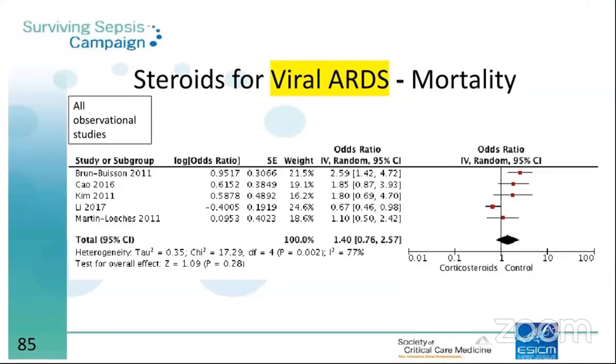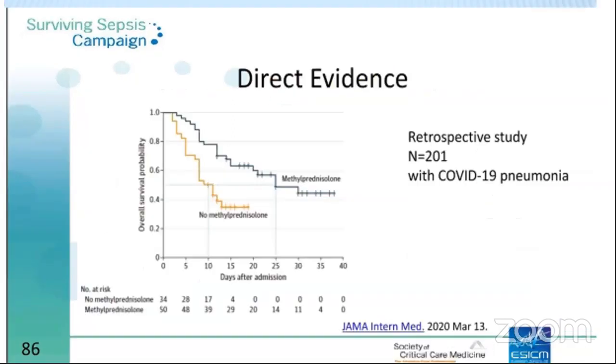Then this is a meta-analysis of studies tried for viral ARDS. Whatever the etiology of this viral ARDS, they found patients who received steroids have higher mortality rates than patients who didn't receive steroids. And this is direct evidence about the role of steroids in COVID-19 patients.